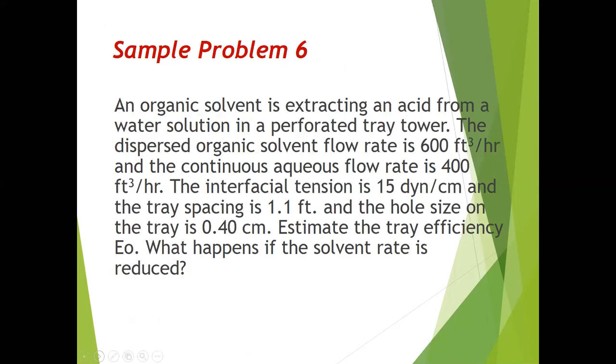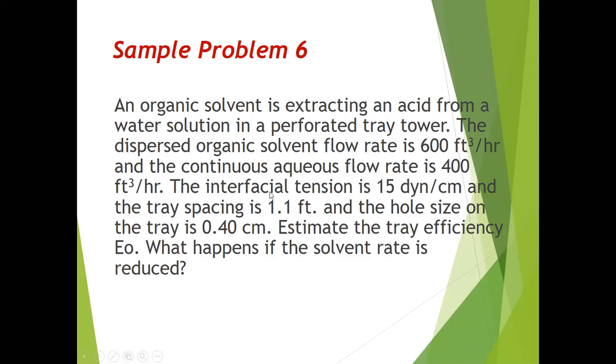Now, here's a sample problem where we can apply the efficiency formula that was discussed in the last two slides. An organic solvent is extracting an acid from a water solution in a perforated tray tower. The dispersed organic solvent, so the solvent is dispersed, is fed to the column at a rate of 600 cubic feet per hour, and the continuous aqueous flow rate, referring to the feed, is 400 cubic feet per hour.